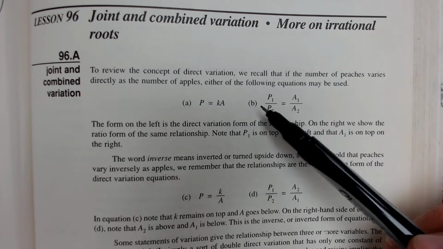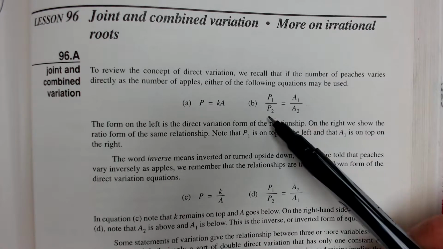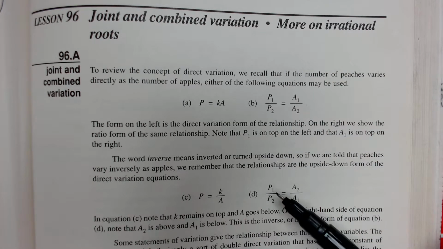This would be direct variation where P1 goes to A1, P2 to A2. This is indirect or inverse variation where P1 goes to A2 and P2 goes to A1 instead. And then all they're saying here is that if we can combine them, we can actually have three items that are in direct or inverse ratio. Let's find an example and then we'll do it.